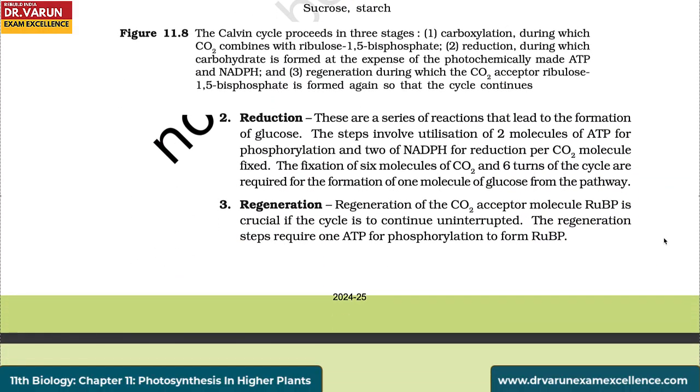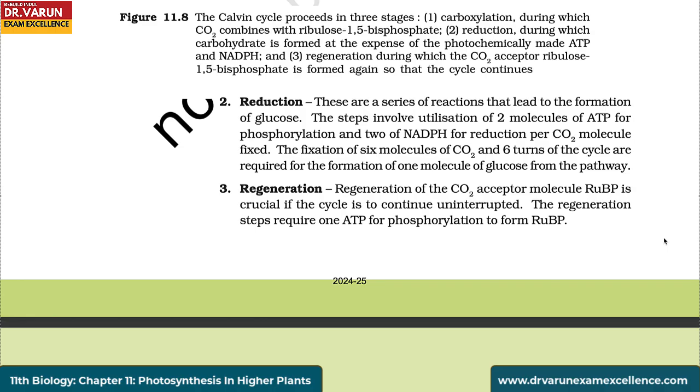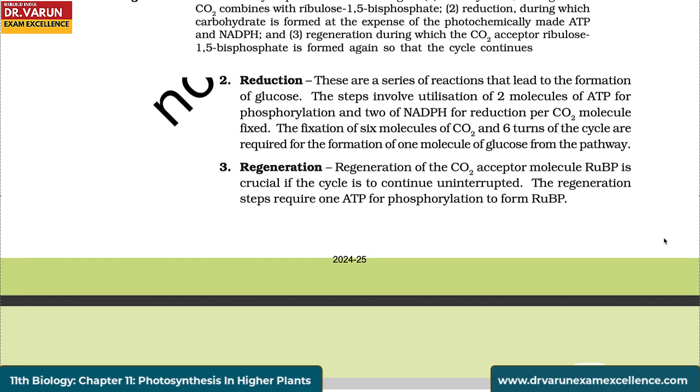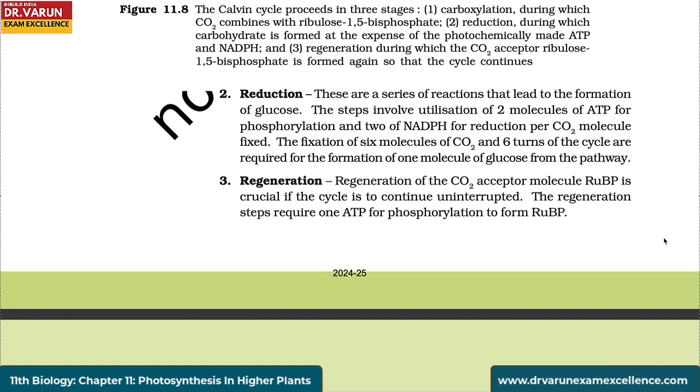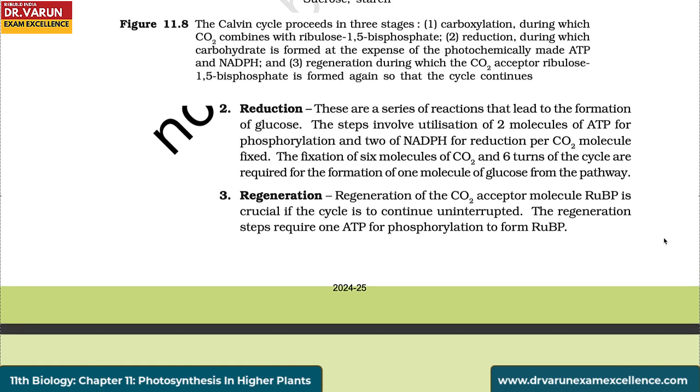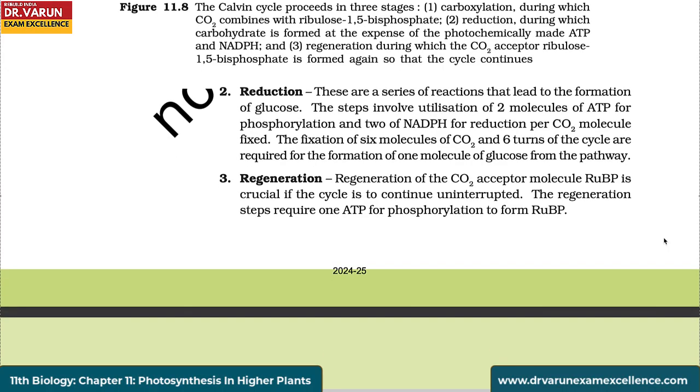Reduction. These are a series of reactions that lead to the formation of glucose. The steps involve utilization of two molecules of ATP for phosphorylation and two of NADPH for reduction per carbon dioxide molecule fixed. The fixation of 6 molecules of carbon dioxide and 6 turns of the cycle are required for the formation of 1 molecule of glucose from the pathway.